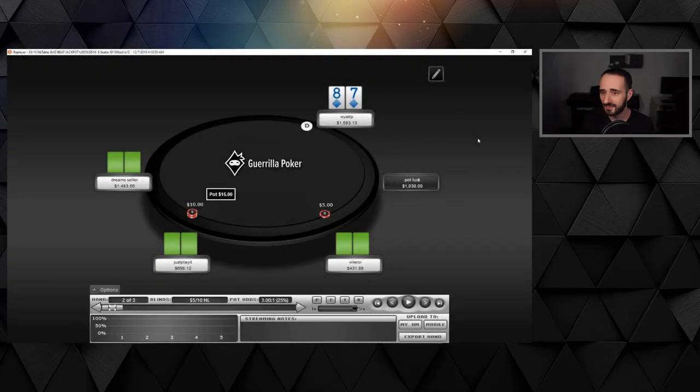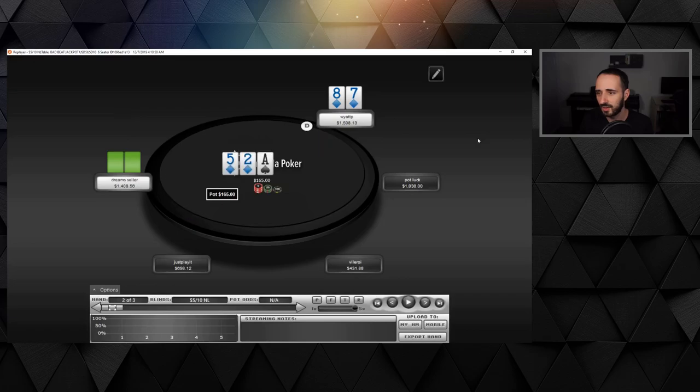So I get 8-7 of diamonds on the button, very nice hand. Cut off raises to $25, I decide to 3-bet. This is a hand that I will sometimes 3-bet and sometimes call, and there are a lot of factors that go into it, but generally both are fine. I get called, and board comes ace, 5, deuce, two-tone, and villain checks.